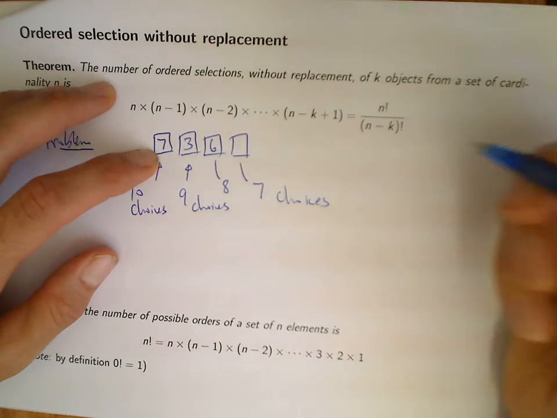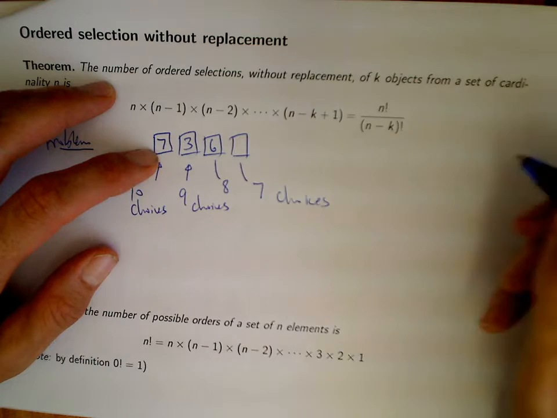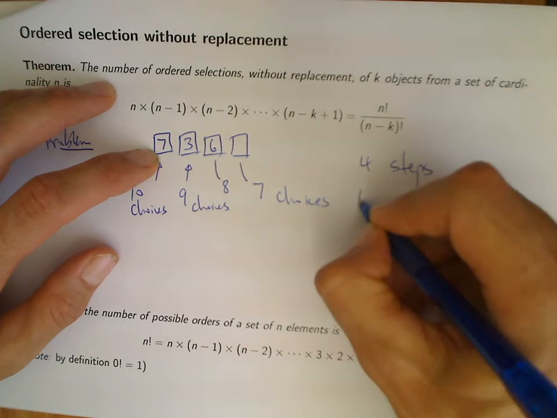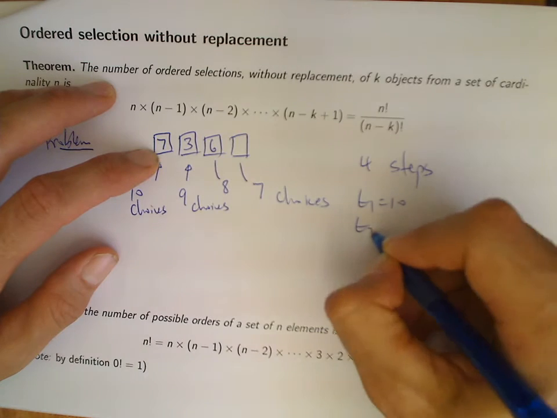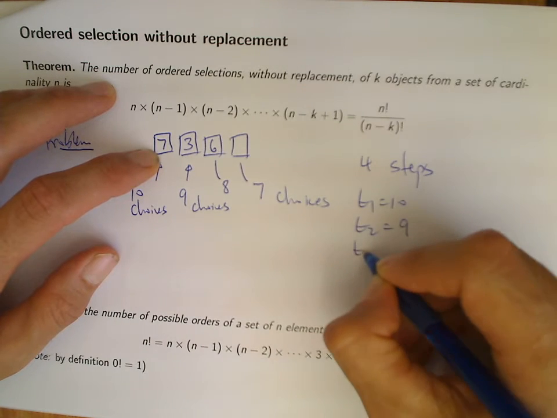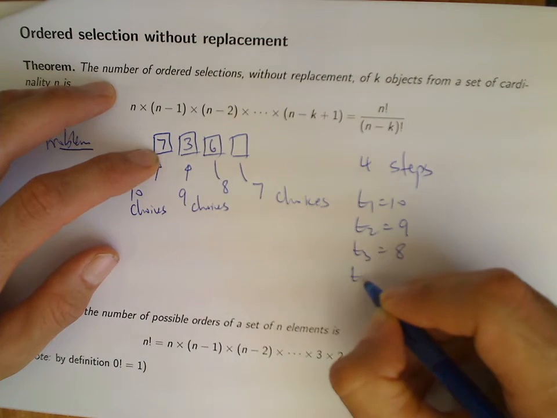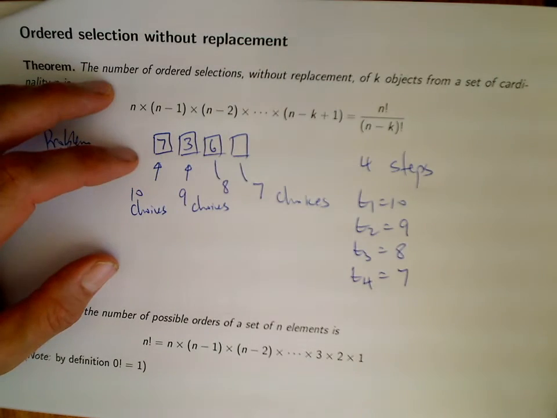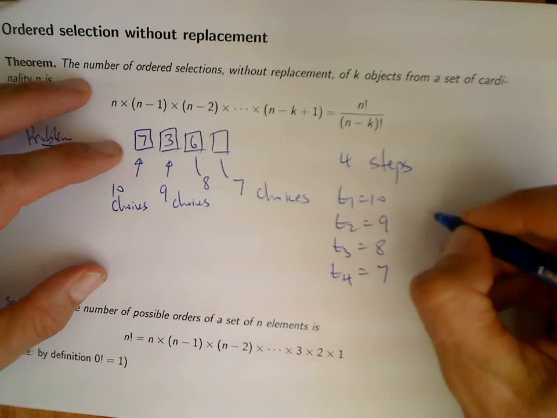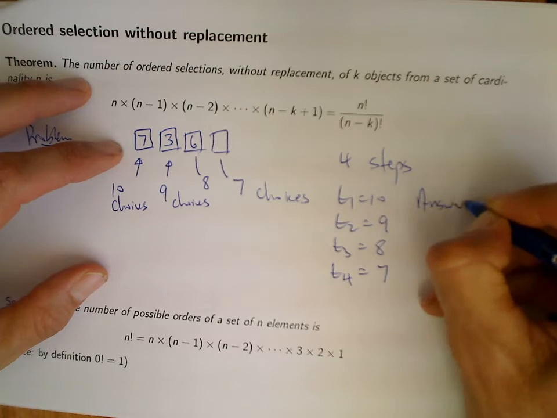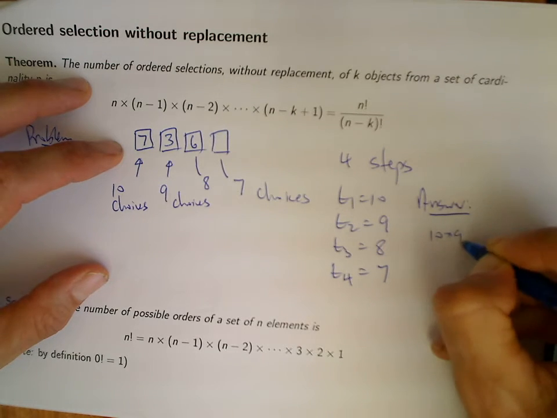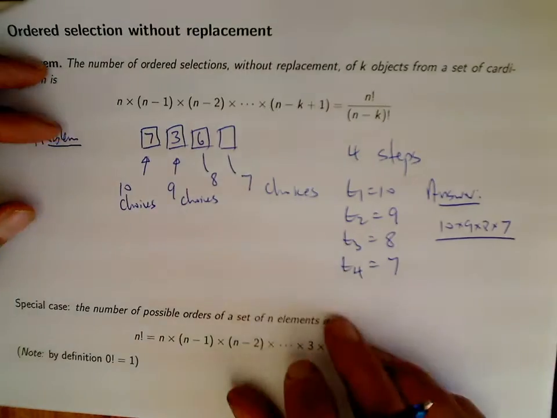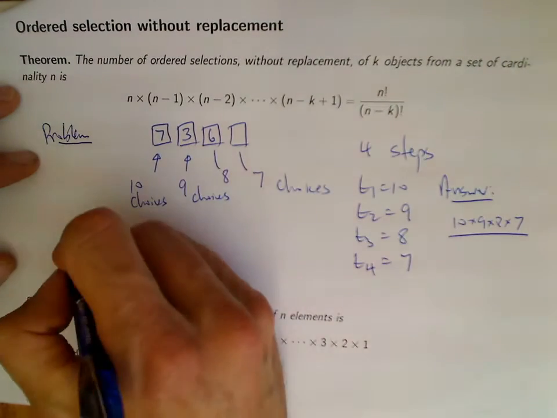Okay, so here, with respect to our multiplication principle, we had 4 steps, and T1 was equal to 10, T2 was equal to 9, T3 was equal to 8, and T4 was equal to 7. And so then we get the product. It's going to be 10 times 9 times 8 times 7. And that's how this works in general.